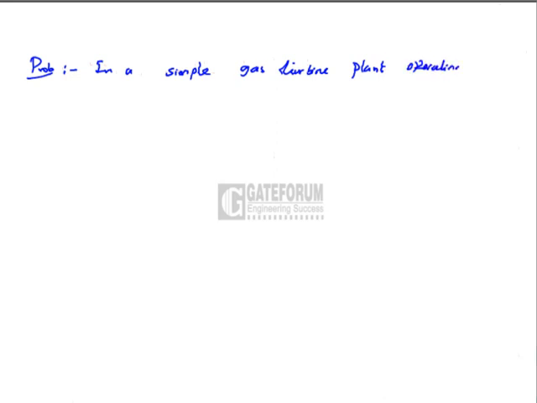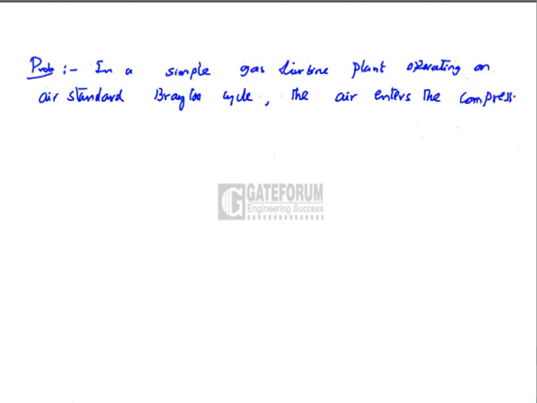Now let us do a problem on Brayton cycle. In a simple gas turbine plant operating on air standard Brayton cycle, the air enters the compressor at 0.1 megapascal, 300 K and leaves at 0.6 megapascal.